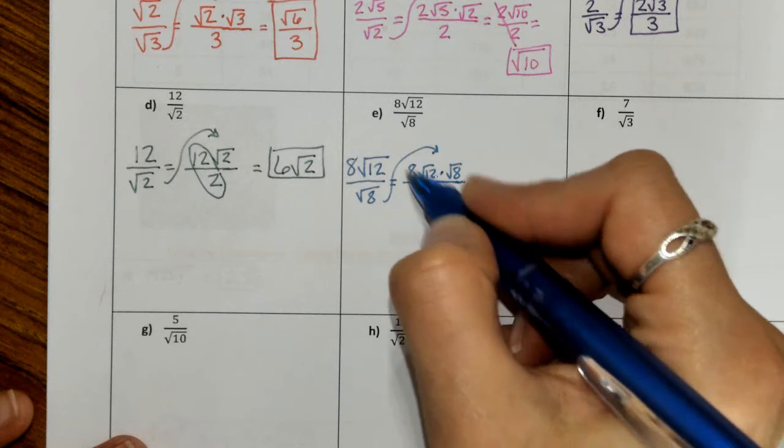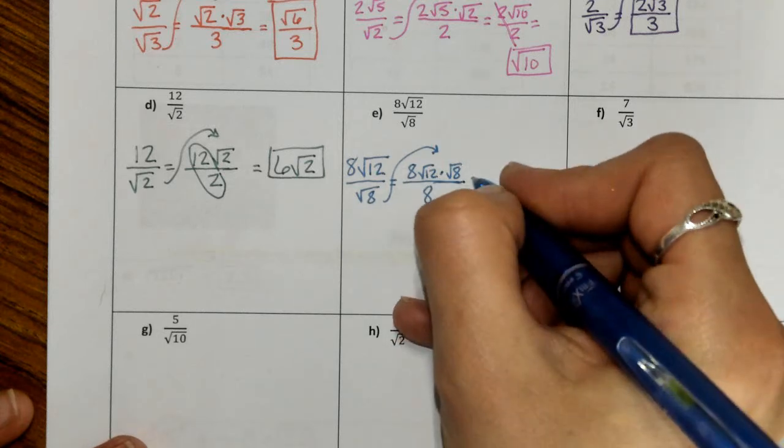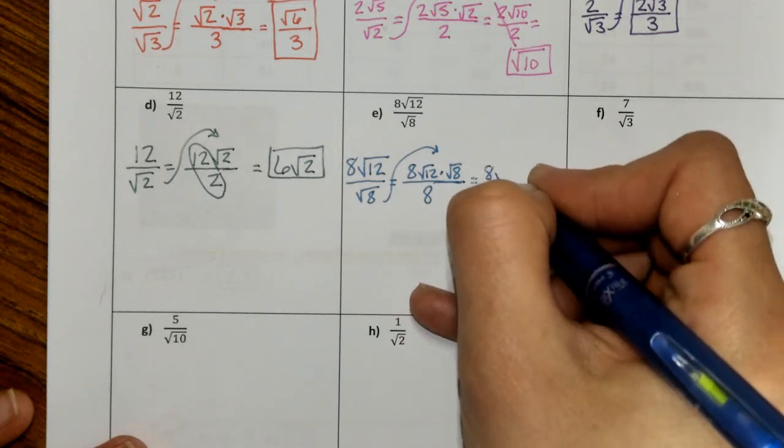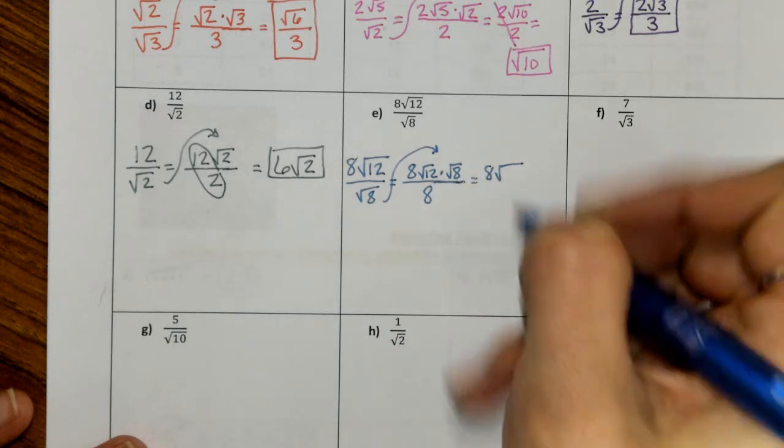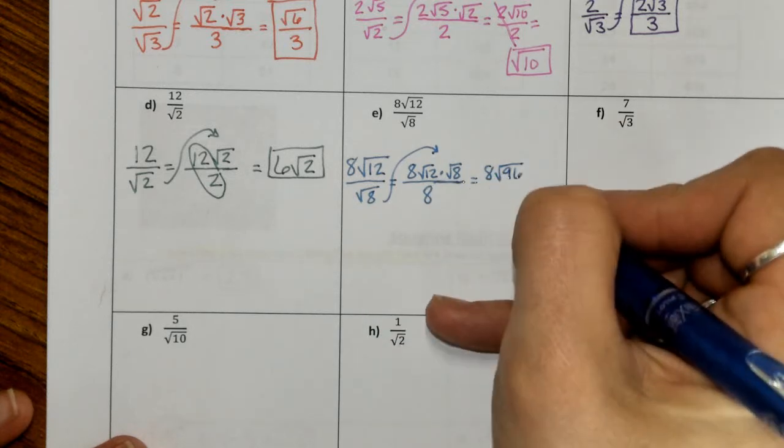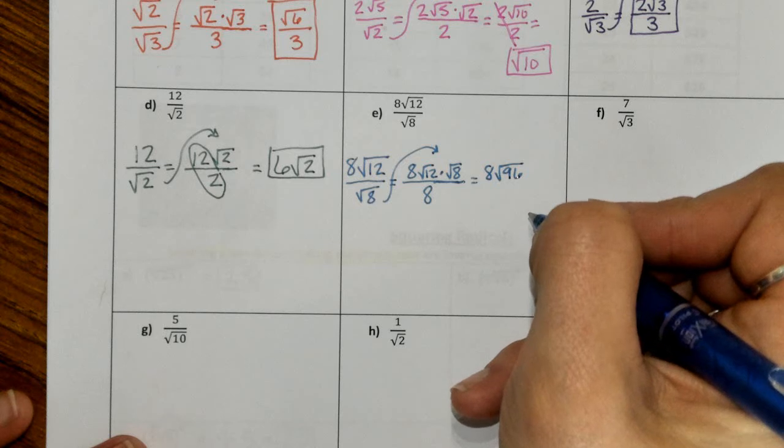Now, whether you want to cancel this out right now, you can, or you can just go ahead and say, okay, we have 8 square root of 12 times 8 is going to give me 96. That's a really big number. Something tells me we could probably simplify that.